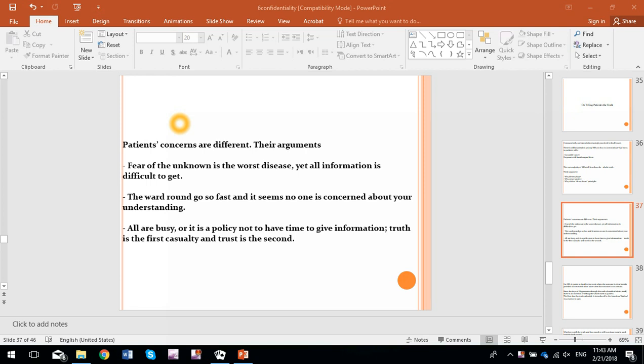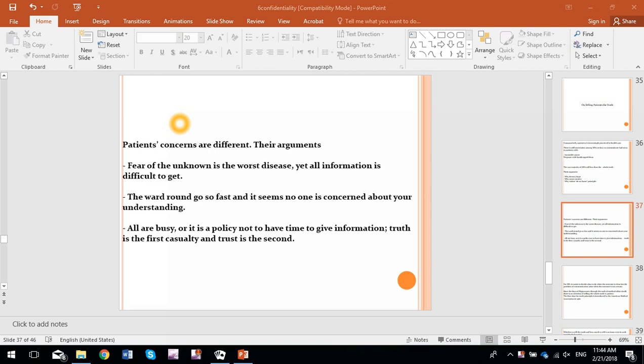Now, when we ask the patient, their answers are different. Their argument is that if they don't tell us the truth so as not to destroy hope, they don't know that our fear of the unknown is the worst disease. This is from the patient's perspective. That fear of the unknown is the worst disease for us. Yet all the information is difficult to get. We try our best to get information from the physicians, and we are faced with difficulty in getting it.